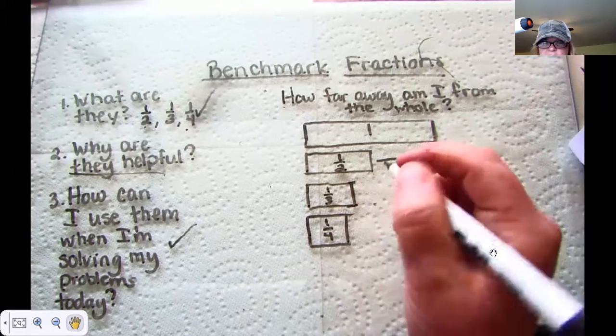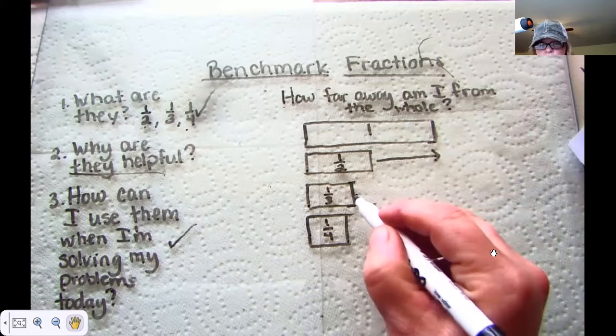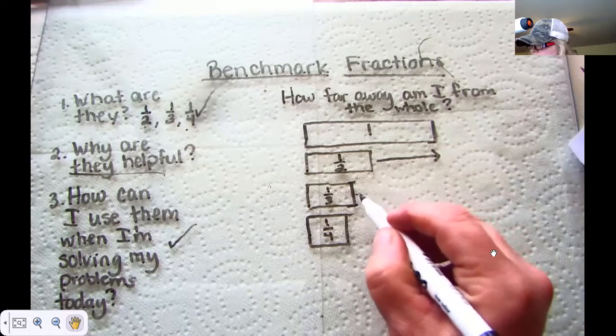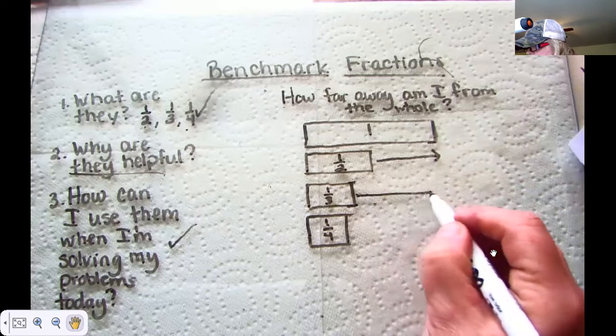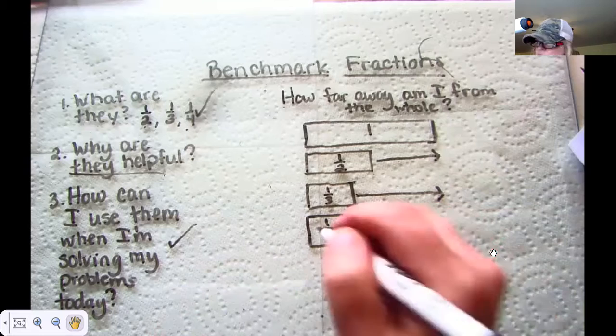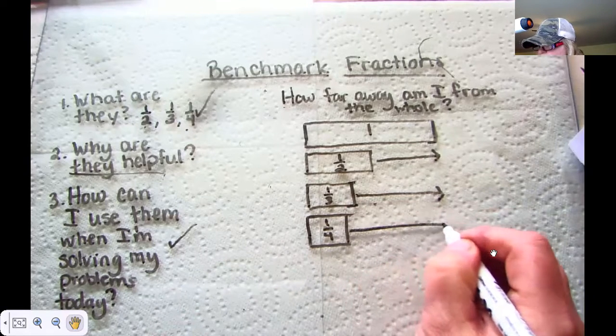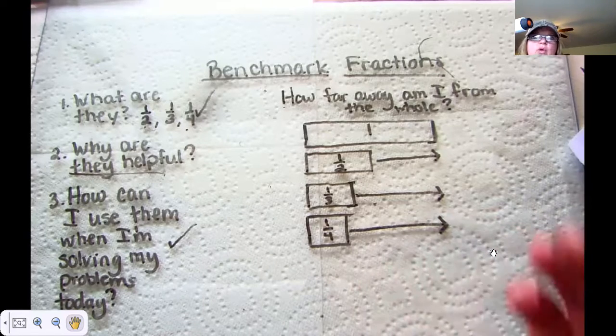Our next benchmark fraction, 1/3. Look how much you need. If you have 1/3 of your candy bar, how much more would you need to have the whole thing? If you have 1/4 of your candy bar, how far away are you from having the whole thing?